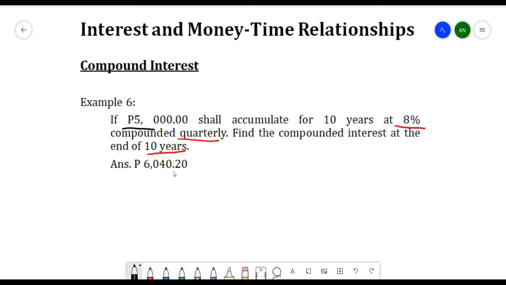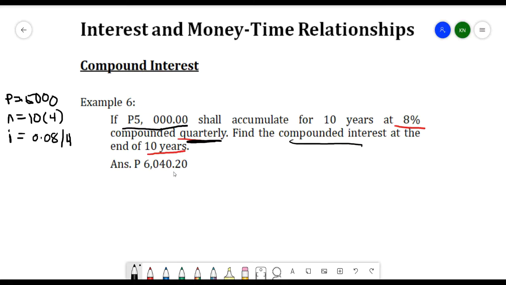So again, we have 5,000 as our present money or principal amount. So we have P is equivalent to 5,000, and for 10 years, N is equivalent to 10 years, but it is compounded quarterly, so multiplied by 4. And we also have the interest rate, which is 8%, that is divided by 4 because that is quarterly again. And we need to find the compounded interest at the end of 10 years. So what is our money after 10 years?